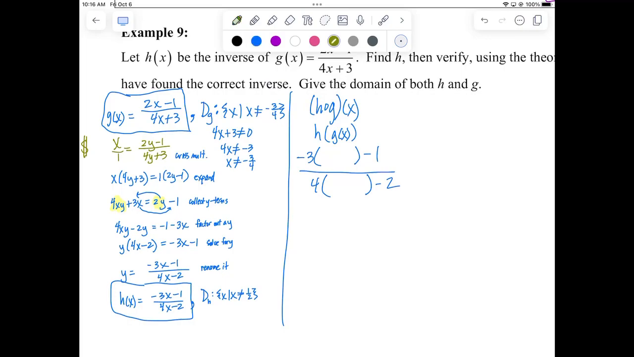And what am I plugging into those parentheses? G of x, which is 2x minus 1 all over 4x plus 3, all over 2x minus 1 all over 4x plus 3. Hot diggity donut. Look what I just created for myself. A complex fraction. We learned how to get rid of complex fractions earlier in the year. We called it destroying bunk beds. Remember that? We're going to destroy ourselves some bunk beds.